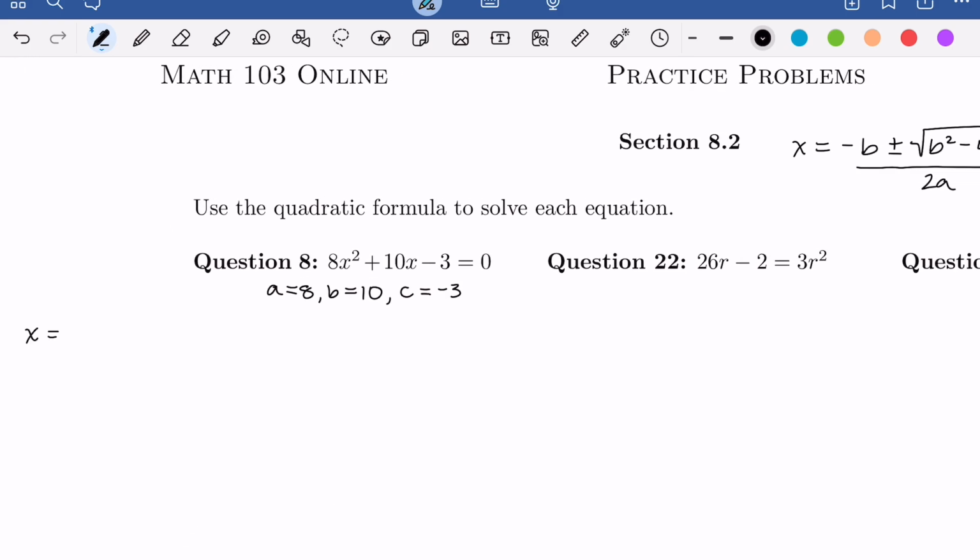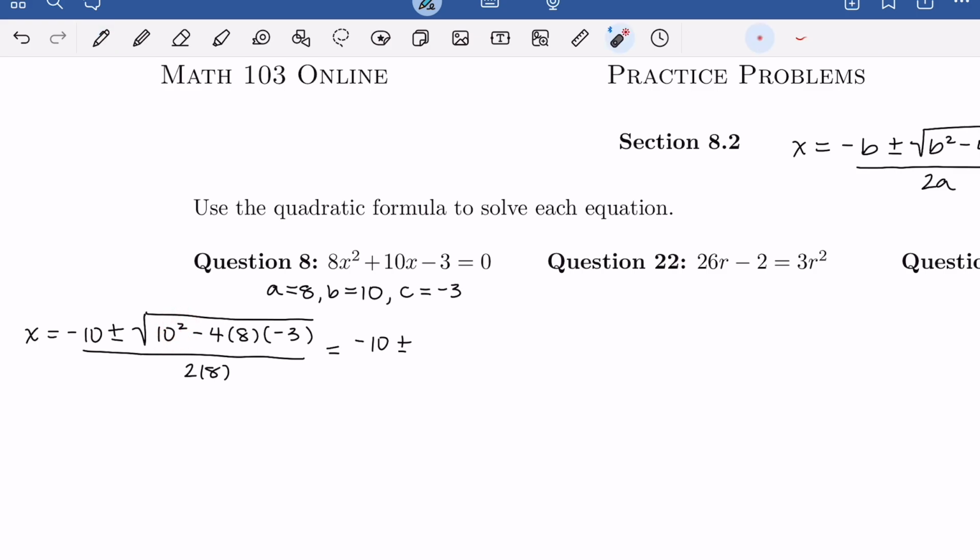So x is going to be equal to opposite of b, so -10, plus or minus the square root of b squared, so 10 squared, minus 4 times a times c. This is all under our square root, and then this whole thing is all over 2 times a. So from here we can simplify this. So we're going to have -10 on the outside, and then under our square root we're going to have 100 plus 96. So this will give us the square root of 196, and this is all over 16.